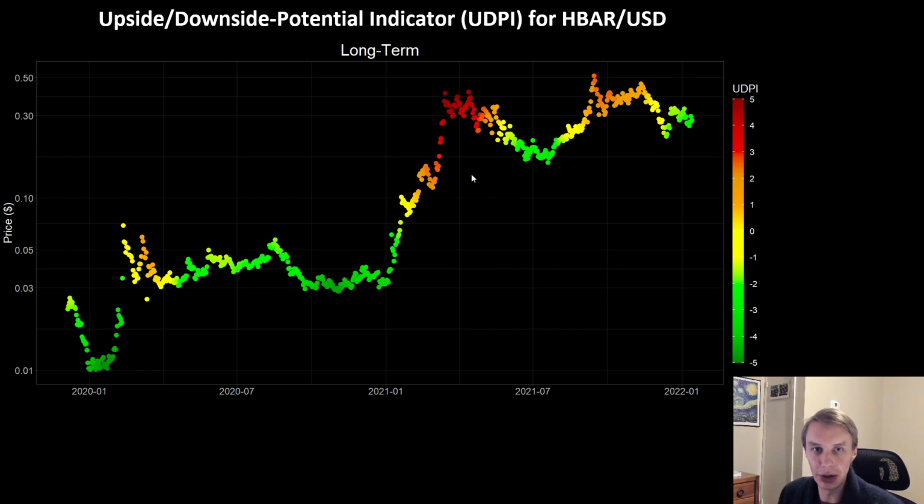I'll actually show you what the short-term UDPI looks like in a minute, but here we're looking at the long-term, concerned more with broader movements. And my understanding with the HBAR community is most people are more long-term oriented, so I wanted to show this one first because it might fit that disposition a little bit more cleanly.